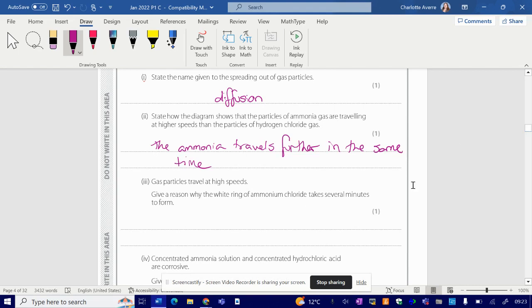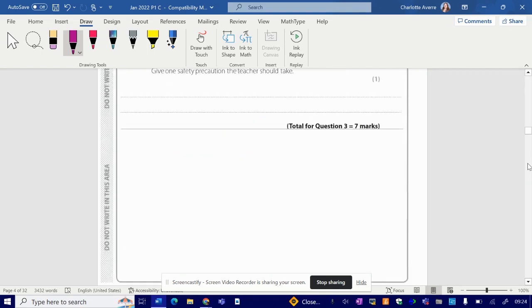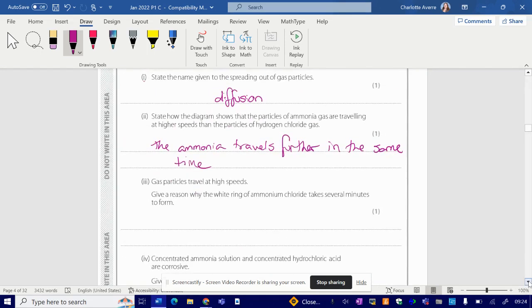Okay, gas particles travel at high speeds. So why does the white ring of ammonium chloride take several minutes to form? Now this goes back to the concept which you will have studied in Year 7 called Brownian motion, which is the idea that although the tube looks empty, it is obviously not empty, it's filled with air. So the ammonia and the hydrogen chloride have to get through all of those air particles. And as they are travelling down the tube, they are going to bump into all of those air particles. And that is going to slow them down.